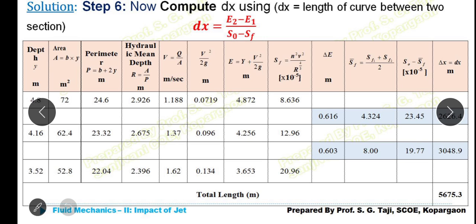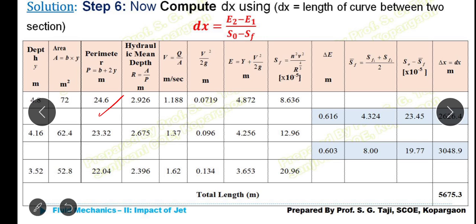Now perimeter is equal to B plus 2y. You can calculate. Perimeter for the rectangle. So P is equal to B plus 2y. B is known, 15. Y is 4.8, multiplied by 2 means 9.6. 15 plus 9.6 is 24.6.